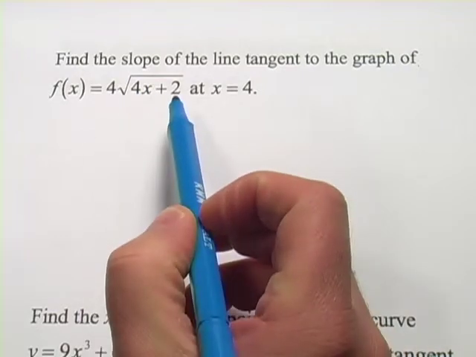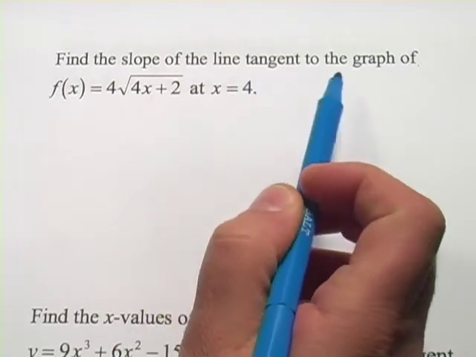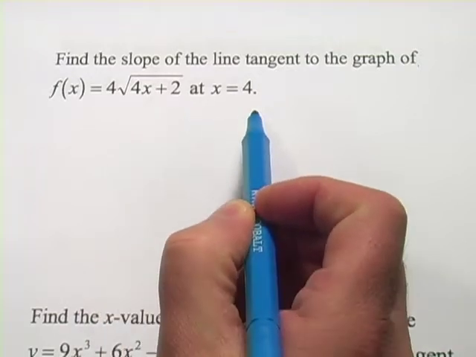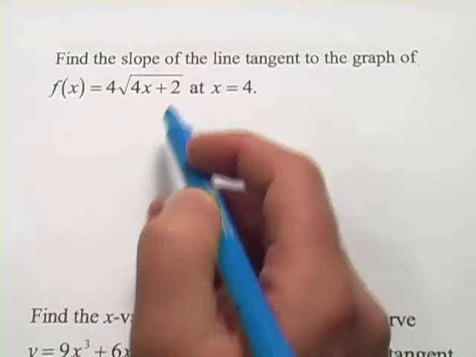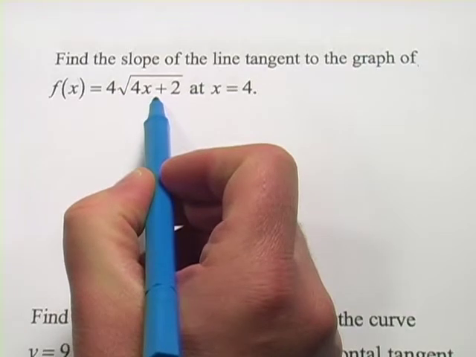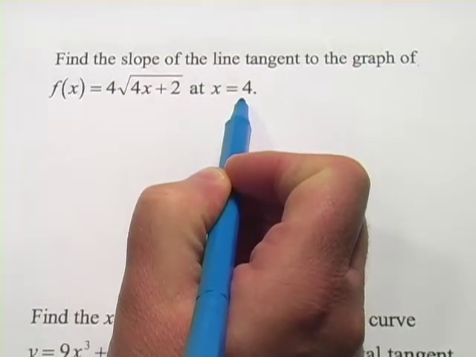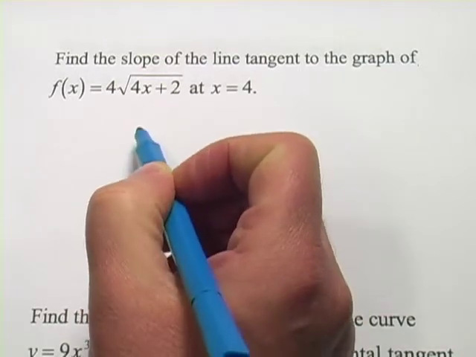So in this first problem here, find the slope of the line tangent to the graph of 4 times the square root of 4x plus 2 at x equals 4. All we have to do is find the derivative of this function, then plug in 4 for x. That will give us the slope of our tangent line. So let's go ahead and do that.